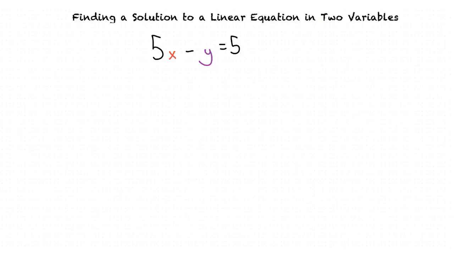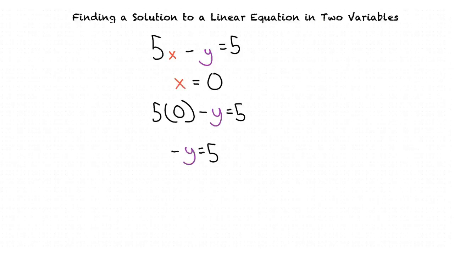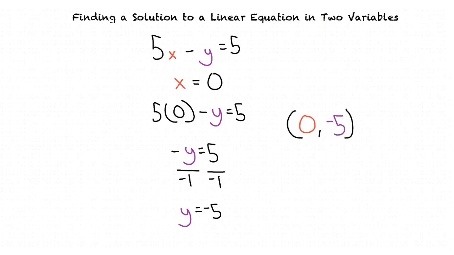Wait, I got a different solution. I used x equals 0, which left me with negative y equals 5. Then I divided both sides by -1 to get y equals -5. This meant that my final answer is (0, -5), which is different from your answer. Why did we get different answers?